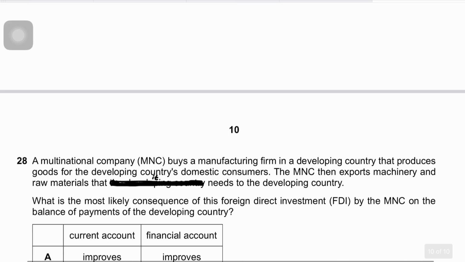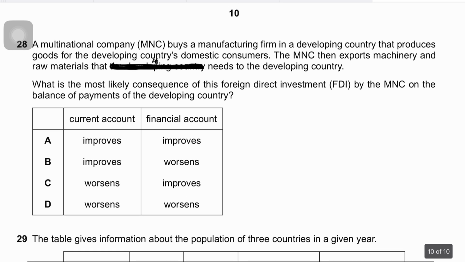The next question, 28, says a multinational company buys a manufacturing firm in a developing country that produces goods for the developing country's domestic producers. And the MNC then exports machinery and raw materials that it needs to the developing country. What is the most likely consequence of this FDI by the MNC on the BOP of the developing country?